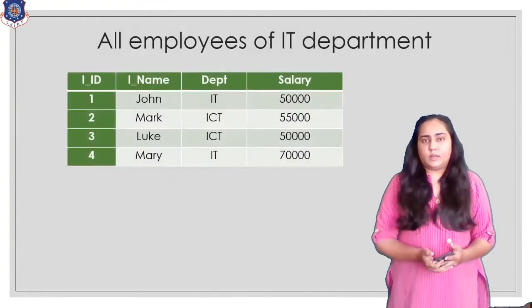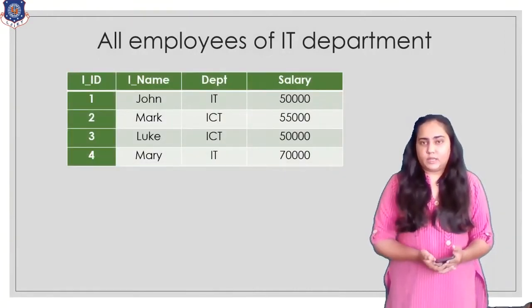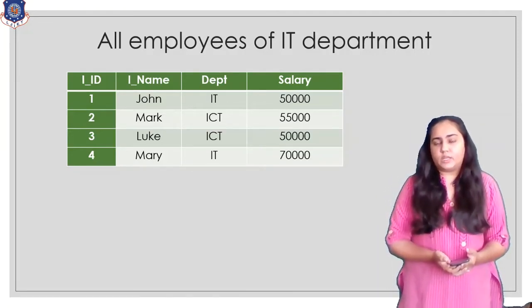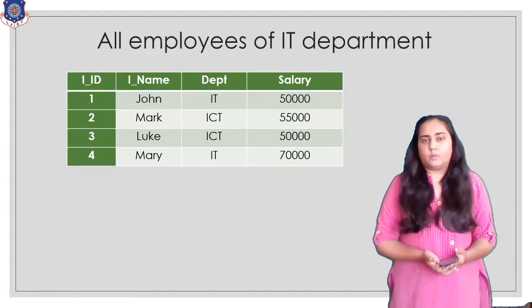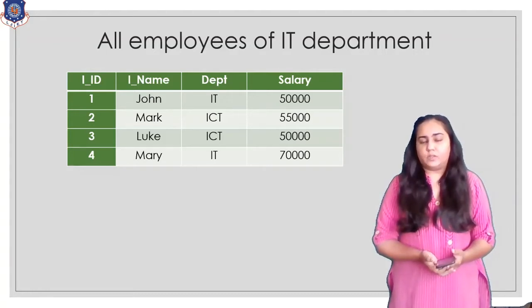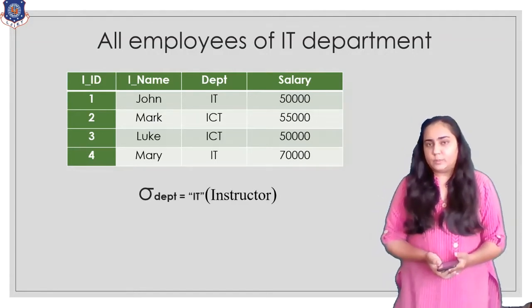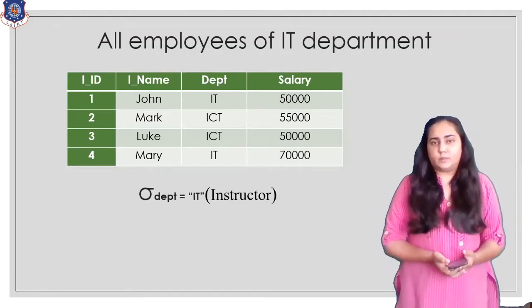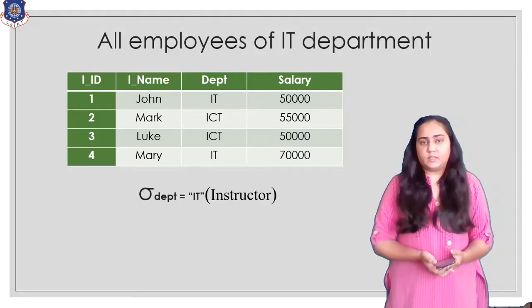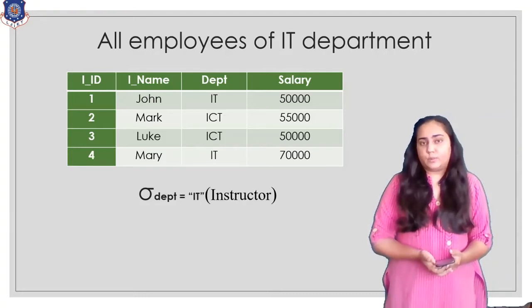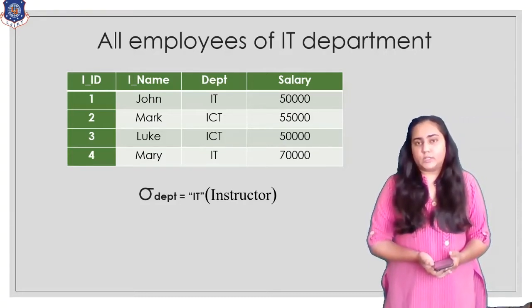Now you can see that this is my instructor table, and I want to get all the employees who are working in the IT department. I want to fetch those by using a query. So I can write my query in this very simple manner. I just need to mention sigma. Sigma is the symbol of select. And then I need to mention dept. Dept is the column on which I want to apply the condition. And the condition is that they should be in IT department.